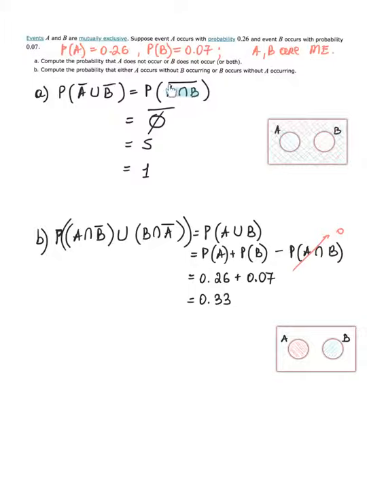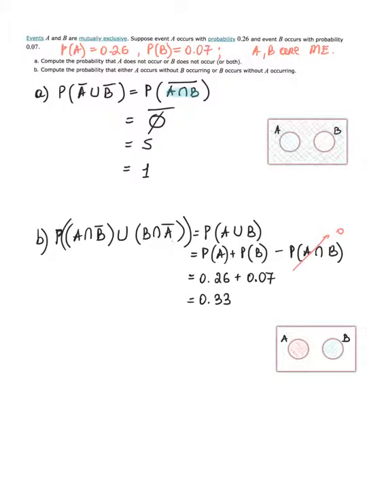So we're looking for a complement or inverse situation of getting 0. So not getting 0 or not getting empty set really means getting the entire sample space, or 1. So probability of this event of A not occurring or B not occurring is 1 or 100% chance. For part B, we compute the probability that either A occurs and B does not occur. That's what means A occurs without B occurring. Or B occurs without A occurring.